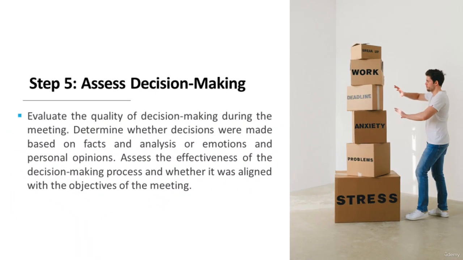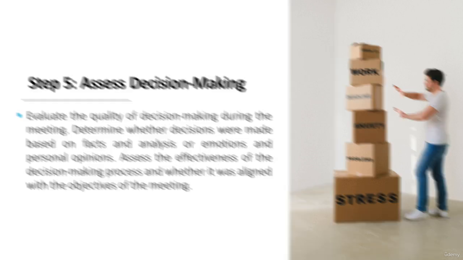Step 5. Assess decision making. Evaluate the quality of decision making during the meeting. Determine whether decisions were made based on facts and analysis, or emotions, or personal opinions. Assess the effectiveness of the decision making process and whether it was aligned with the objectives of the meeting.